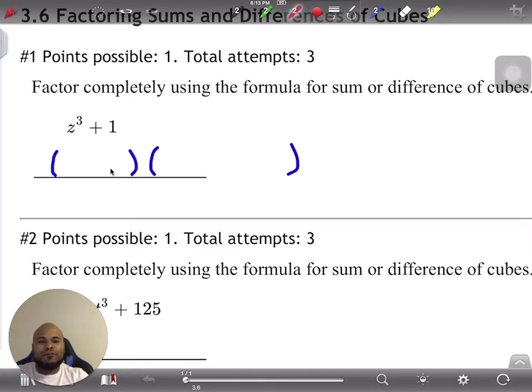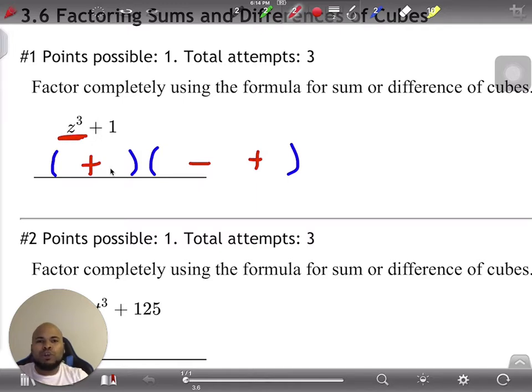For the first one, the first thing I'm going to do is write the signs. The sign is positive, therefore this is a plus sign. This is a sum of cubes, so it's going to be same, but different, always positive. Now I'm going to take whatever a is. In this case, it's the first term.